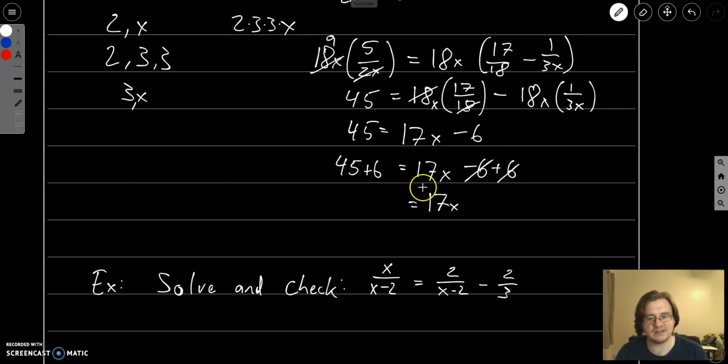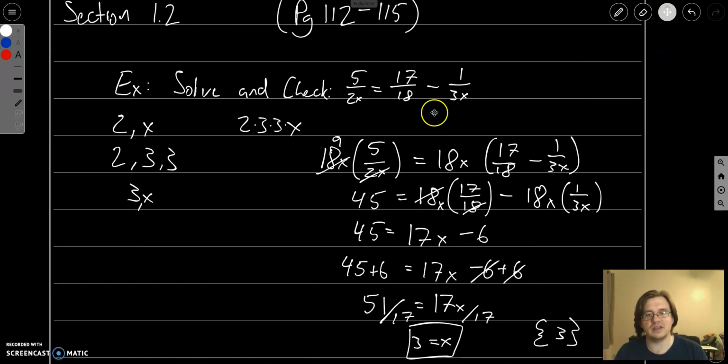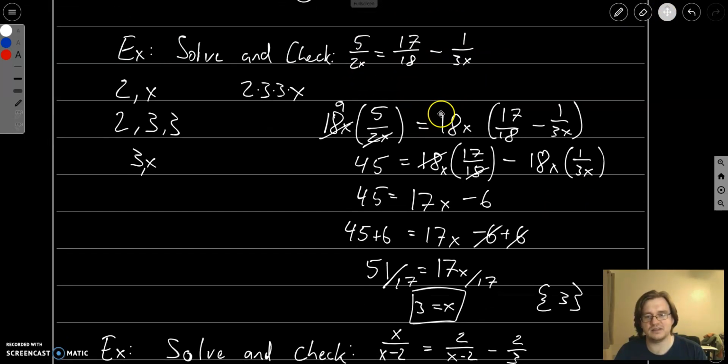So I only have x's on the right-hand side. Left-hand side, I'll have 51, and when I divide both sides by 17, I will be left with 3 is equal to x. And now that we have our solution, so our solution set is only the number 3, if I come back and plug this in, I should get a true statement.